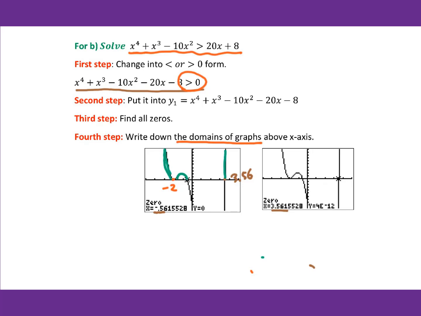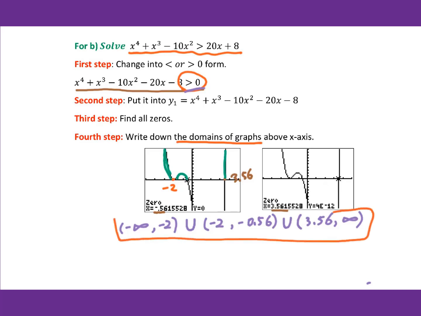Therefore, I can write down the solution to this inequality: from negative infinity to negative 2, with open parentheses because there is no equal sign. Union the set from negative 2 to negative 0.56. Then union the set from 3.56 to infinity. This will be the solution to this inequality.